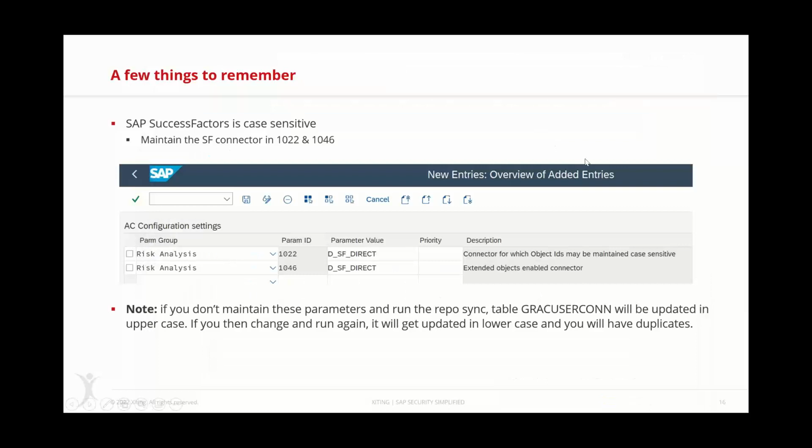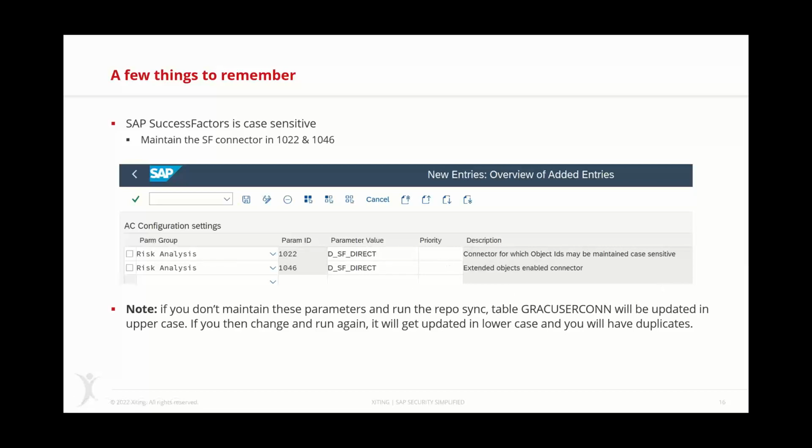Now, what this means is that in access control, there's configuration possible. There's basically two configuration parameters I'm showing here, where we can maintain the system as a case-sensitive system. One is 1022, where we can say connector for which object IDs may be maintained case-sensitive, and the other one is the extended objects enabling for a connector. So those two need to be considered.